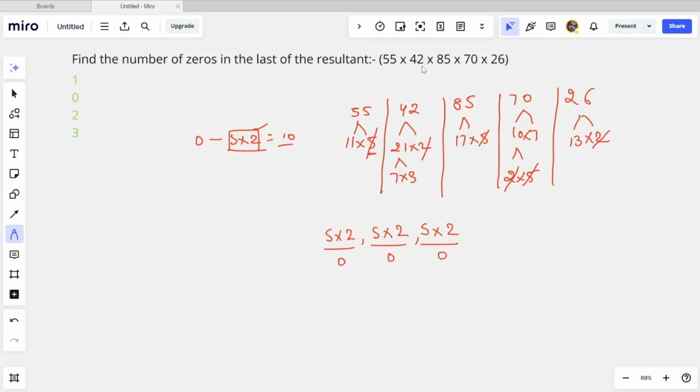So it means that when we multiply these numbers with each other, in the product, at the end, we have 3 zeros. As 3 is in the options, we will simply tick the fourth option, because 3 is the correct answer. Thank you.